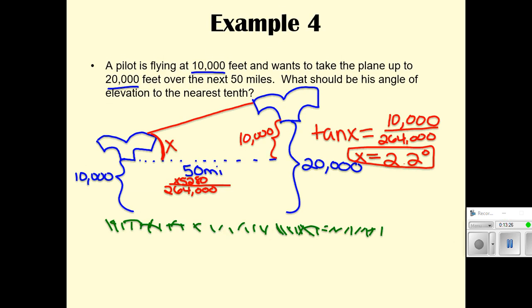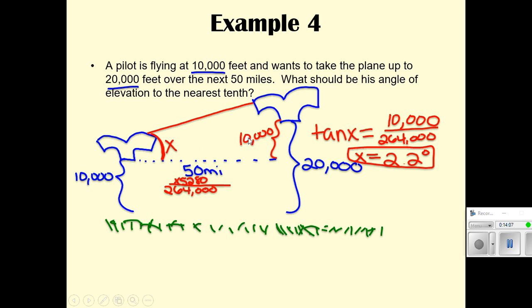Let's try example 4. A pilot is flying at 10,000 feet and wants to take the plane up to 20,000 feet over the next 50 miles. What should his angle of elevation be, to the nearest tenth? So from the ground, he's 10,000 above, and then he wants to go another 10,000. So from here to here, it's going to be 20,000, right? So we're going to draw where the plane is going to be. So this is going to be the angle of elevation. We want to know that angle.